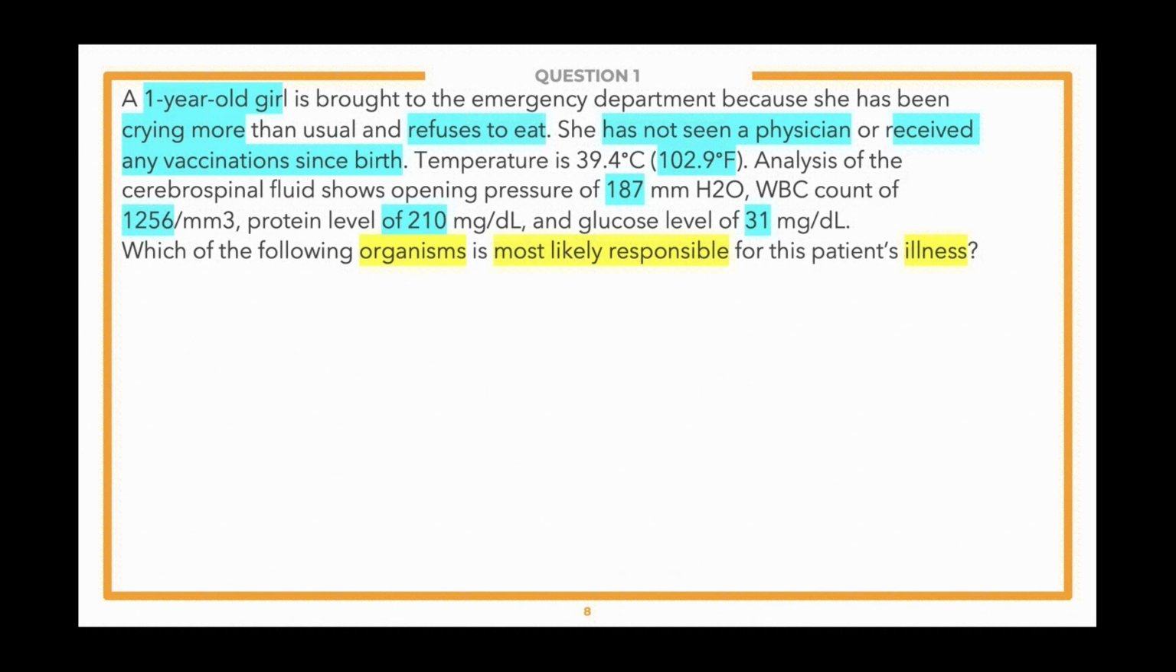So those are what we call presenting signs and symptoms. And you want to make note of that because those are really the main things that brought them in to be seen. So that's basically the crux of what is going on, what you're being told first.